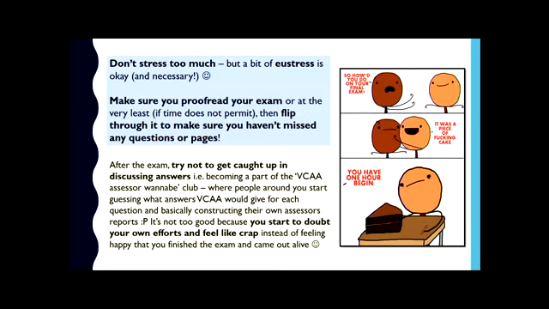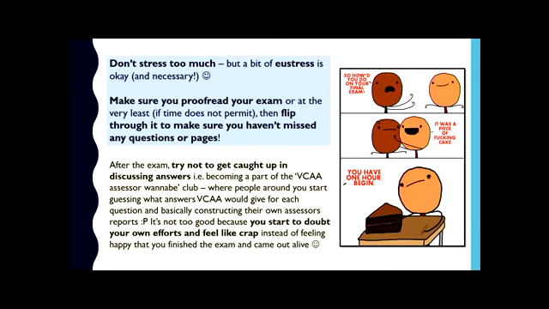Don't stress too much. A bit of eustress is okay. Obviously, we need eustress to get us motivated to do things. Make sure you proofread your exam. For me, I was writing until the last 10 seconds. So at least flip through your exam and just look at the fact that, have I missed any questions? Have I missed a page? Have I not written something somewhere? Just make sure you do that at least, and make sure every bubble on your multiple choice is shaded.